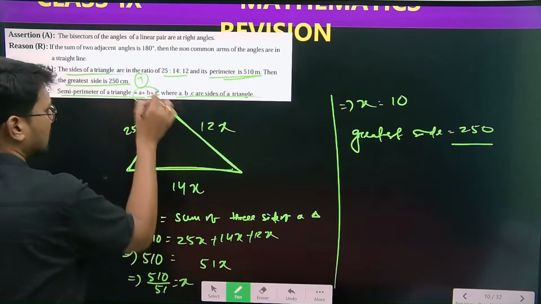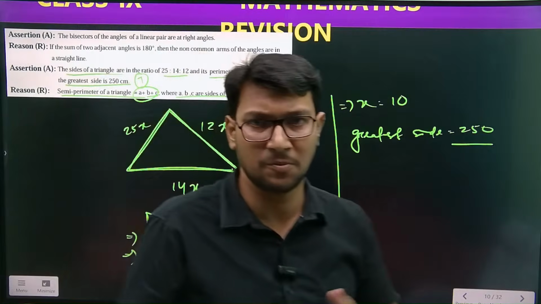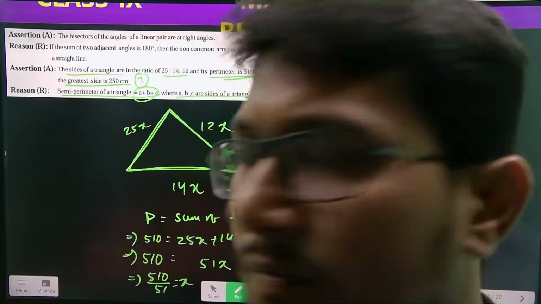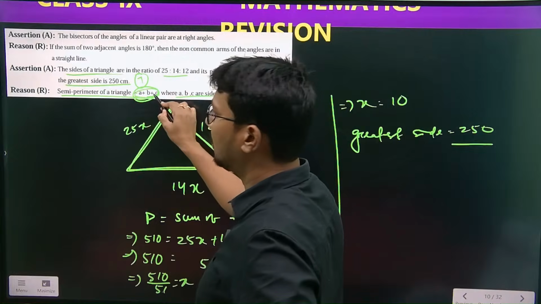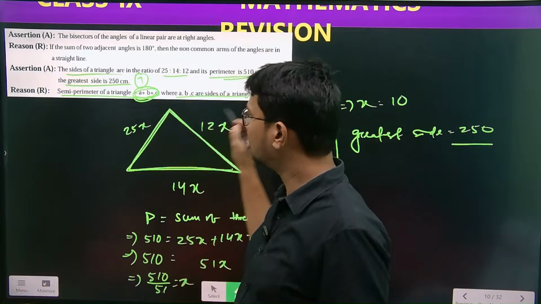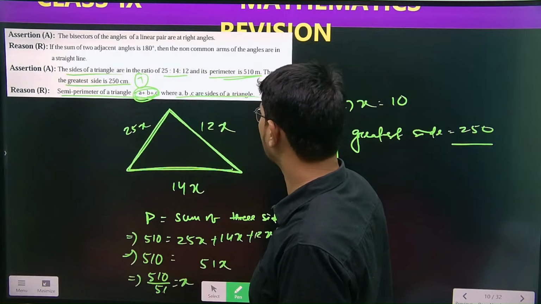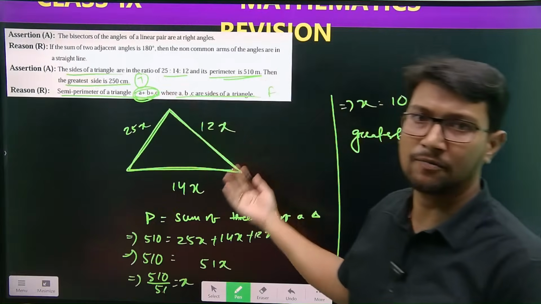the sides. Is this the semi-perimeter? Semi-perimeter is what? Sum of three sides by 2. But it is given only in perimeter form. That's why it is wrong. It is false. So A is true, R is false.